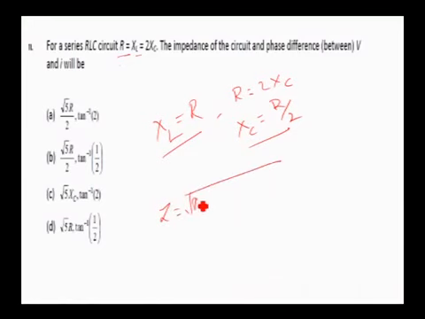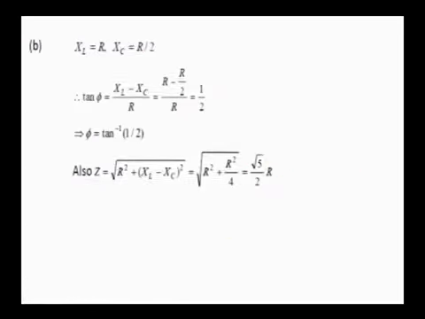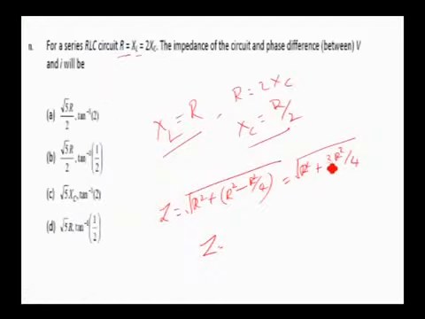Z is equal to root of R square plus (XL minus XC) whole square. XL means what? R square minus XC square. XC square is what? R square by 4. What do you get? Root of R square plus R square by 4, that is 4R square plus R square. Simplification is done here. See, R square plus R square by 4. This one, not 3R square.